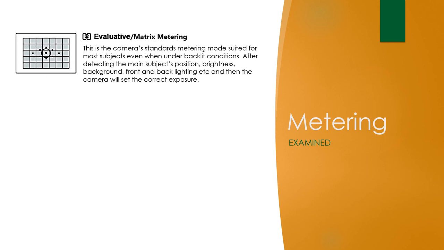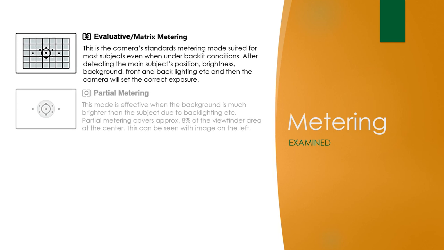So it gets the details of where your main subject is as well as the light, and then it evaluates everything, even things that are away from your main subject, and then it sets the proper exposure.